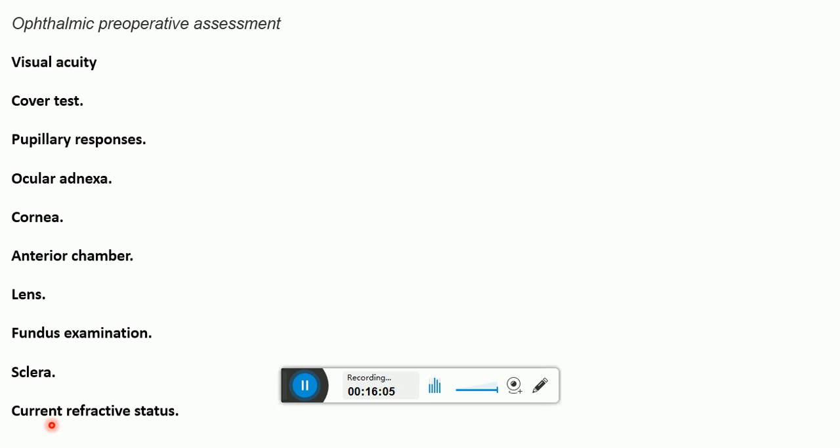So, it is particularly important to obtain a postoperative refractive result from an eye previously operated upon so that any refractive surprise, even if minor, can be considered.